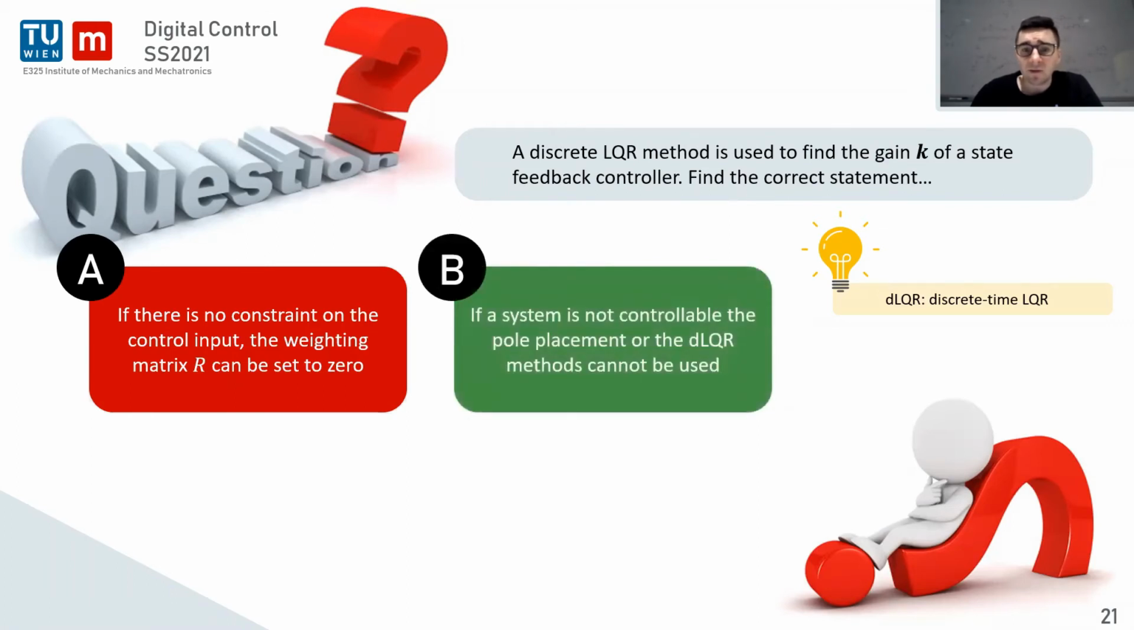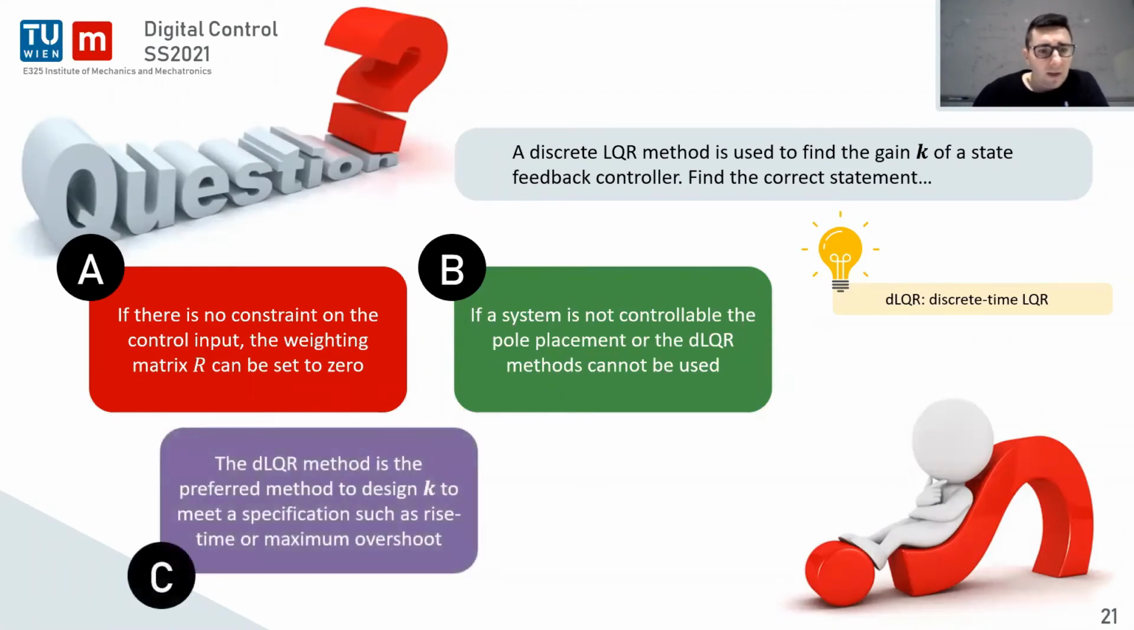B is that if a system is not controllable, pole placement or the dLQR method cannot be used. So you cannot use pole placement if it's not controllable, and you cannot use dLQR. dLQR is just discrete LQR, so what we've just been seeing together. The third proposition is that the dLQR method is the preferred method to design K to meet specifications such as a rise time or maximum overshoot.